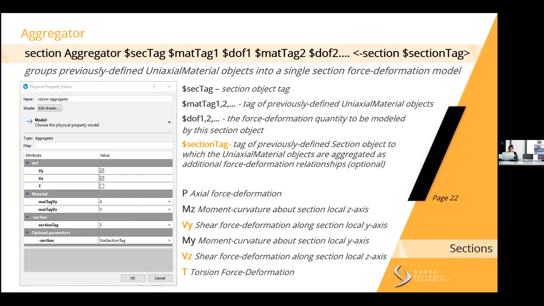And then the last section that I'm going to talk to you about is the aggregator. The aggregator groups previously defined uniaxial material objects into a single section in a force-deformation model that you can apply to your elements. Well, taking a step back, you cannot really apply an aggregator directly, but I'm going to tell you a little later. What you can do with an aggregator is, for example, if you have another section, for example an elastic section with this tag, but then you want to apply a different kind of behavior to your element in a different direction, for example in shear, you can create a new material just for shear, and then reference it into this container.